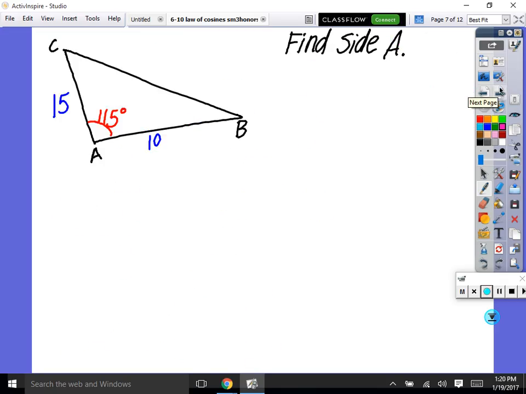Okay, so it says find side A. Luckily, we're not solving the entire triangle in this one. Finding side A. Notice we'd have to use the law of cosines because we're given two sides and an angle where the angle is not across from a given side.